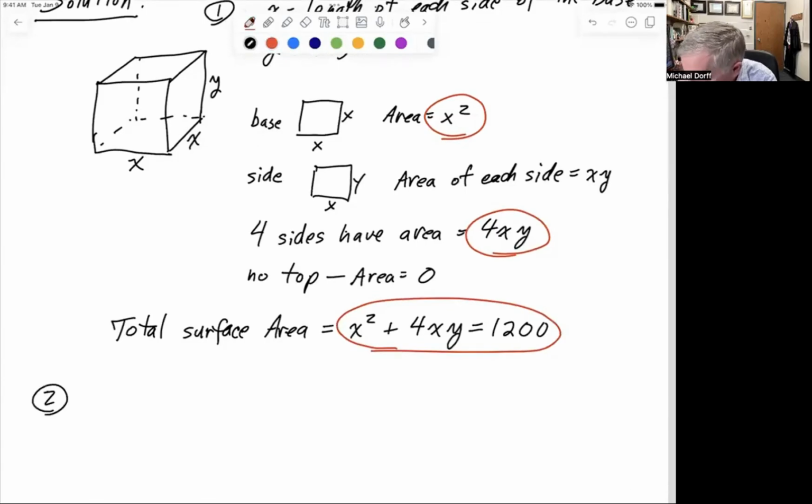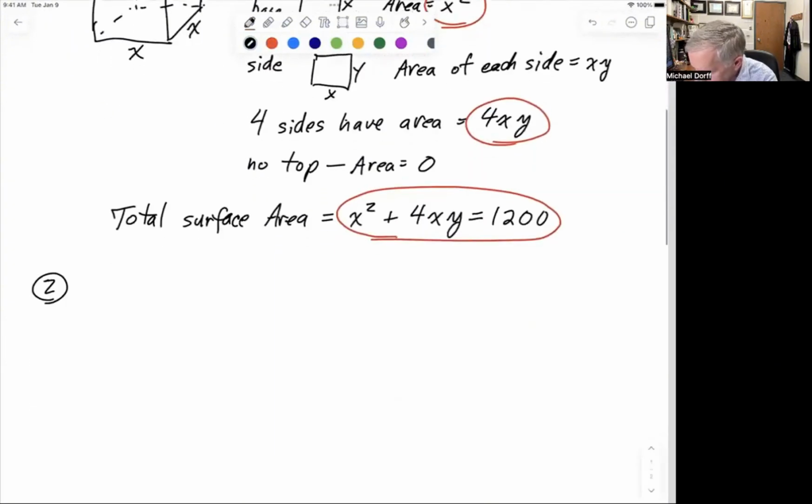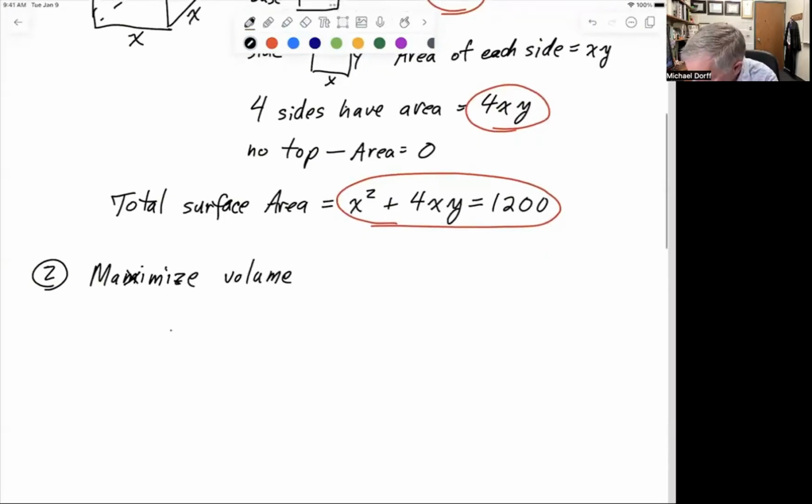The second thing I do now is, what do I want to minimize or maximize? Well, I want to find the largest volume, so we want to maximize volume. So what is the volume? Well, the volume is going to be the area of the base times the height. So x squared times y.